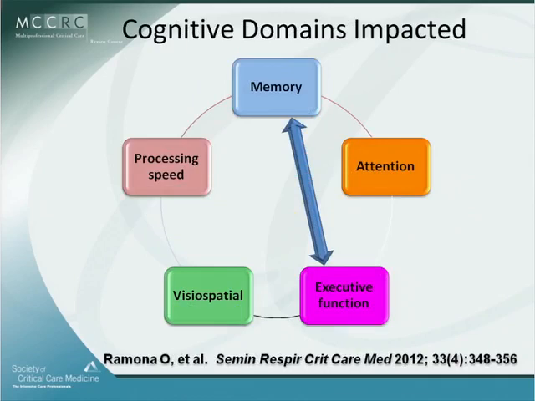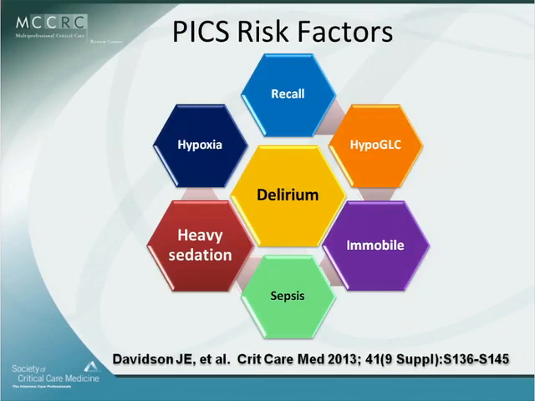And so the cognitive domains in this syndrome that get impacted, if you're going to query them, are really memory and executive function. My wife accuses me of having defects in both of those. These are the at least currently identified risk factors, and at the center of this is delirium. So again, this is a hammer-home message here. But immobility, sepsis, heavy sedation, and symptomatic hypoglycemia, as well as episodes of hypoxia, are equally important.